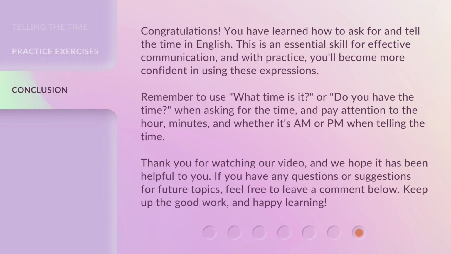Congratulations! You have learned how to ask for and tell the time in English. This is an essential skill for effective communication, and with practice, you'll become more confident in using these expressions. Remember to use "What time is it?" or "Do you have the time?" when asking for the time, and pay attention to the hour, minutes, and whether it's AM or PM when telling the time.